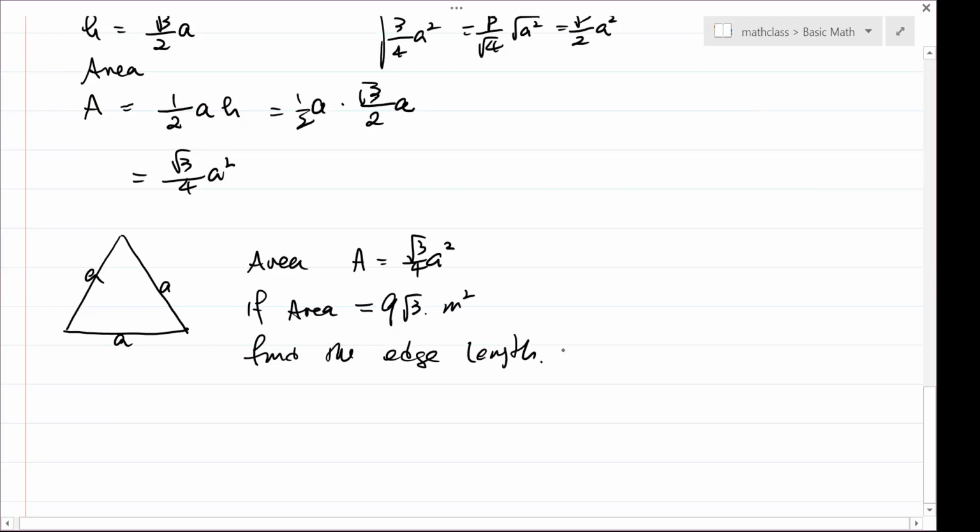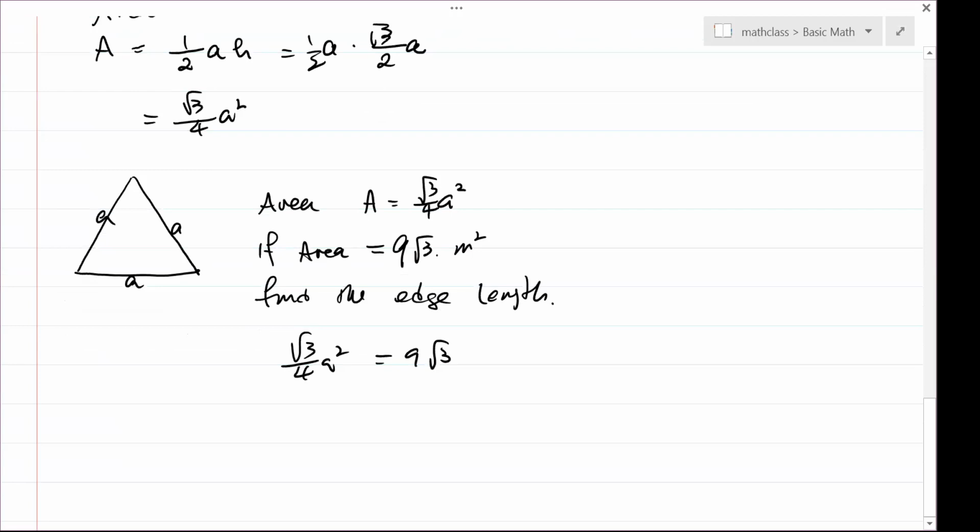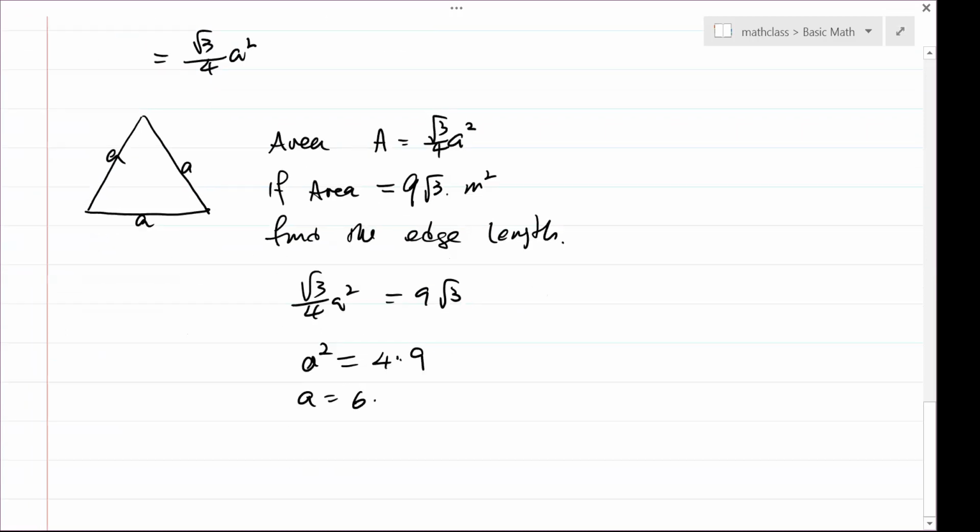So to do that, you just solve this equation. So square root of 3 over 4 a squared. Now the reason I want to give you square root of 3 here is because otherwise I get a square root of square root of 3, which is a kind of strange number. So here you get a squared equals 4 times 9, so a is going to be 6. So that's 6 meters.